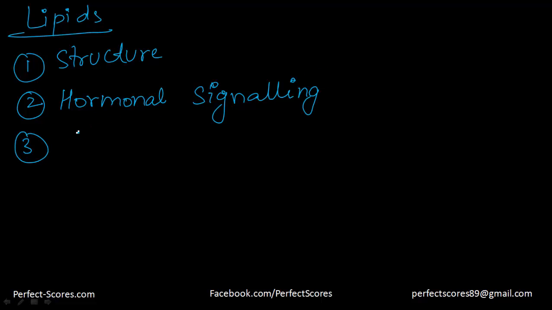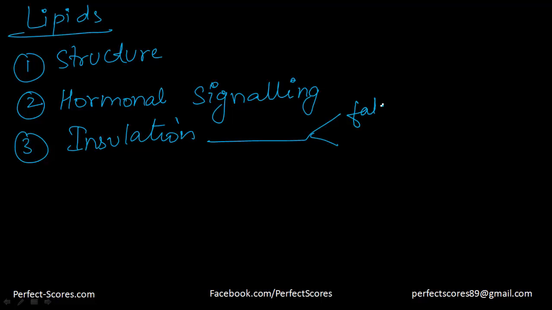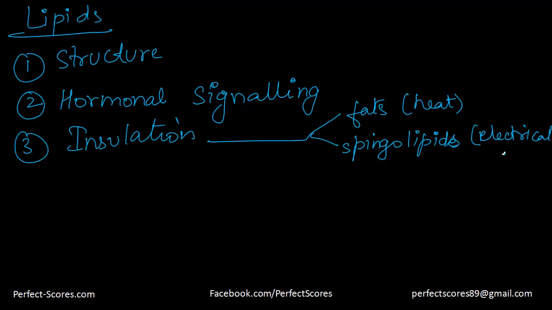And the third important function is insulation. Fats, in case of animals, can serve as heat insulators, while sphingolipids are used in the myelin sheath of neurons. They act as electrical insulators. So fats are for heat and sphingolipids are for electrical insulation.